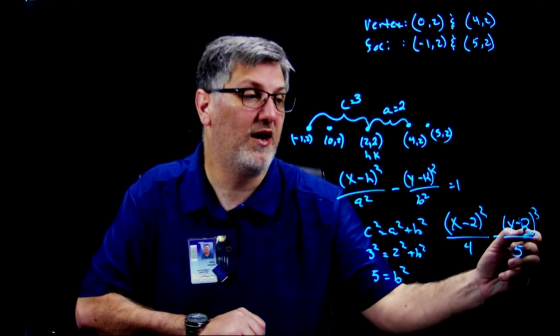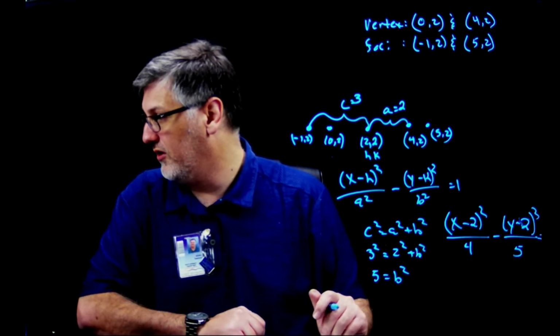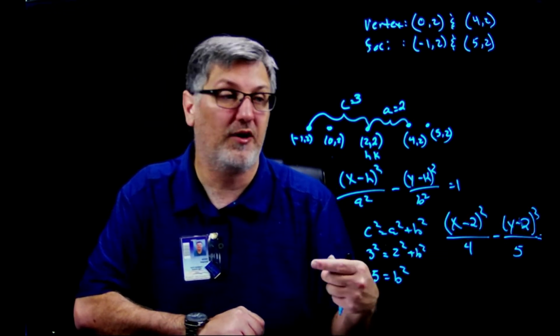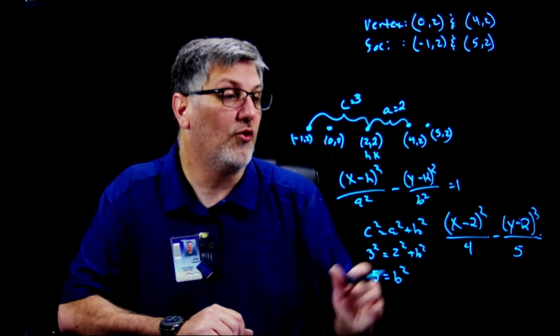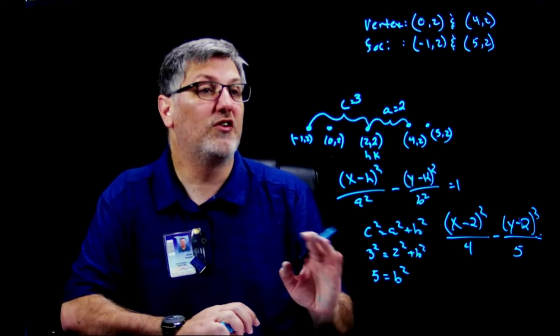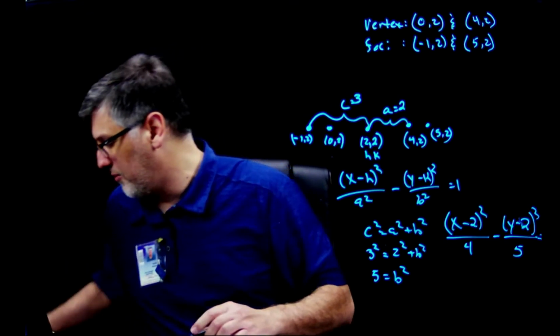So I'm just going to write 5 and equals 1. I'm probably off the board. Yes, I am. But I wrote an equal 1 over there. All right. So there's my formula. Now, let's talk about sketching. So I'm going to clean this up a little bit so I can sketch.